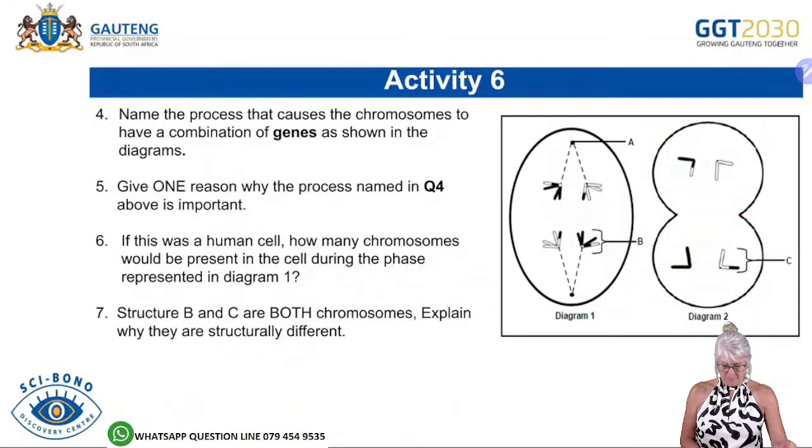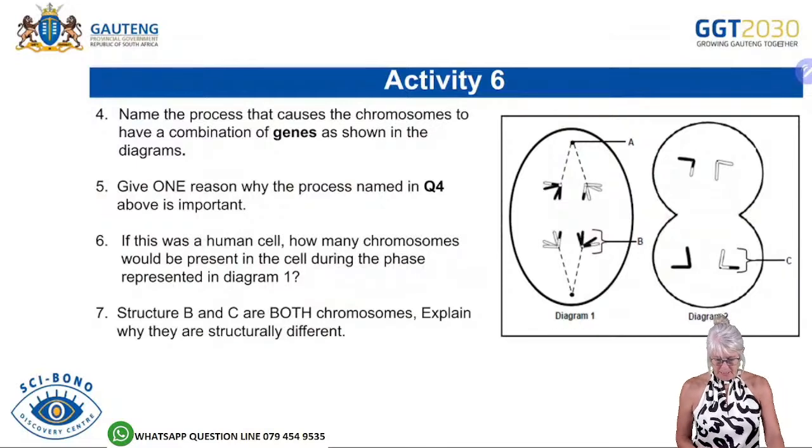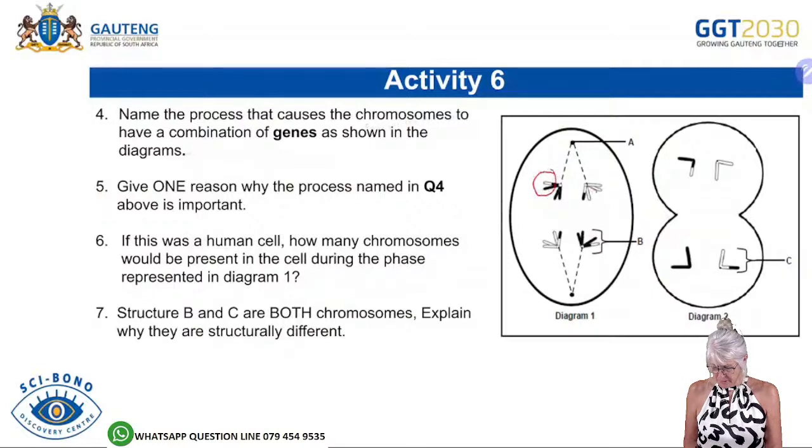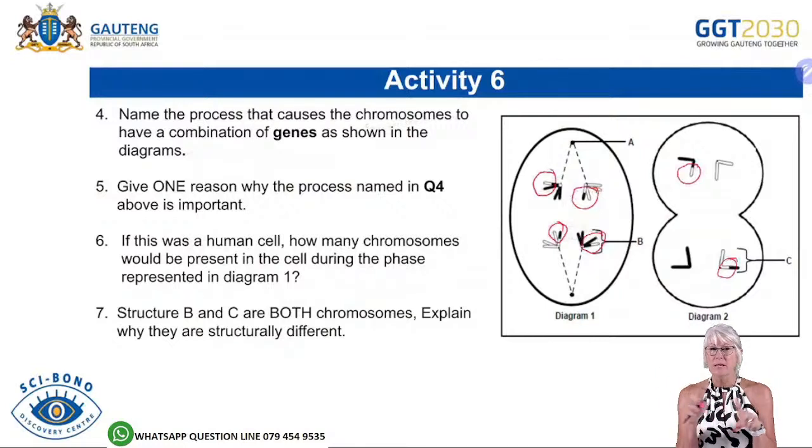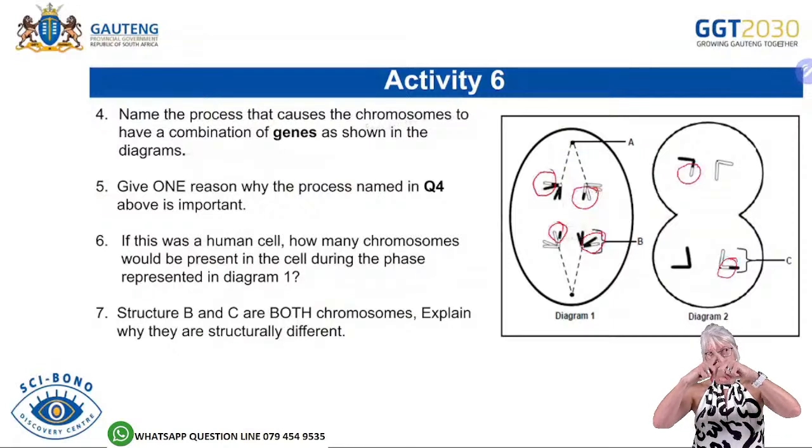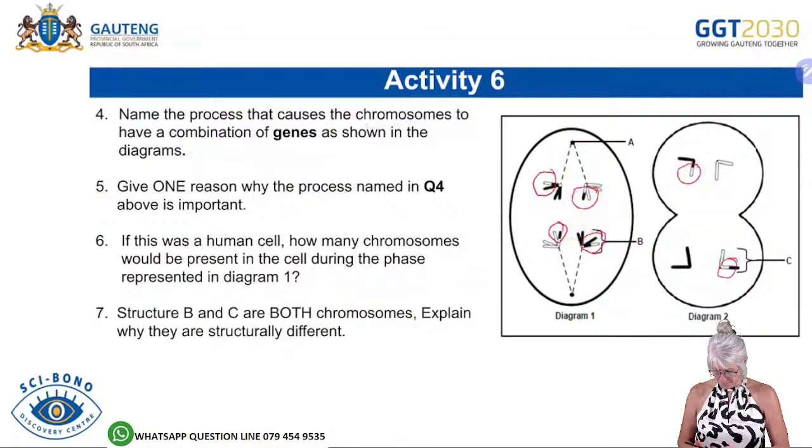Alright, let's have a look at some more questions. Okay, name the process that causes the chromosomes to have a combination of genes. So here we can see, here's a combination. Remember I said it's that kind of patchy look even here. You can have a look and see, we've got differences. So what is the process that created that recombinant DNA or allowed the chromosomes to exchange genetic material? And that would be, remember, it's that process where the cross is, that is called crossing over. Okay, so we've got crossing over.